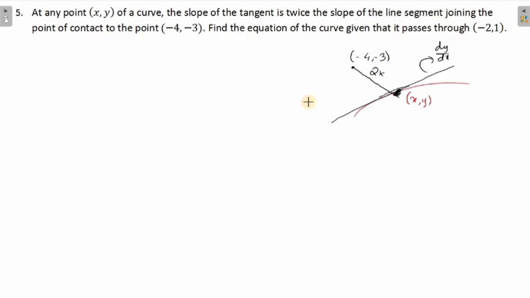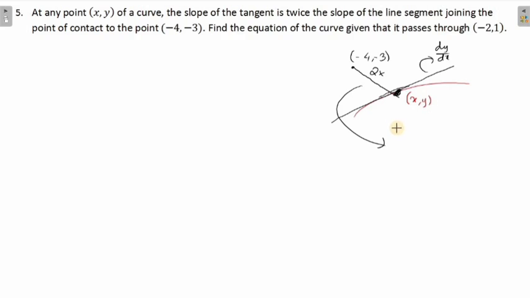Now the question is asking you to find the equation of the curve, given that this curve, this red curve, passes through (-2, 1). Simple. So according to the question, by the way, how to find the slope of this? You have x1, y1 and x2, y2, so use y2 minus y1 by x2 minus x1.